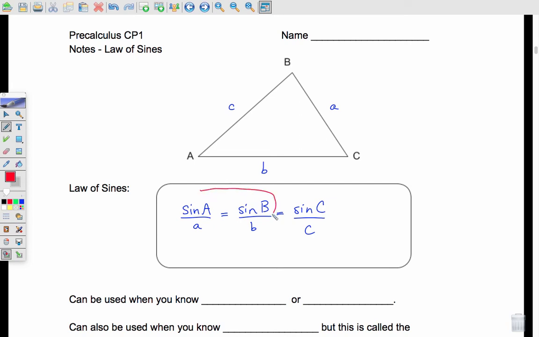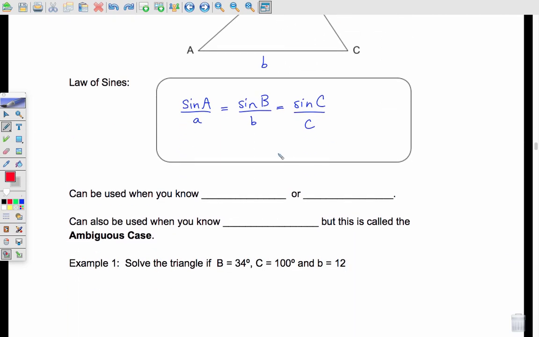So for example, you may use this part of the equation if you have information about angles A and B, or you may use this part of the equation if you have information about B and C, or you may set this piece equal to this piece if you have information about A and C. Okay, and this law can be used when you are given information with angle, angle, side, or angle, side, angle.